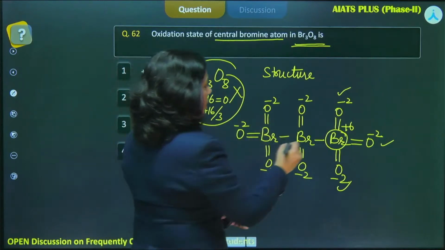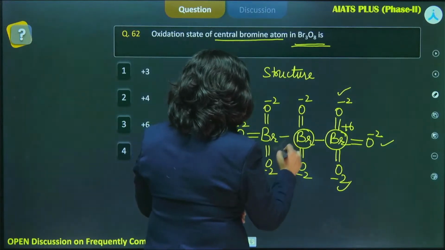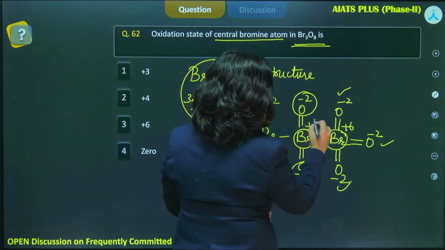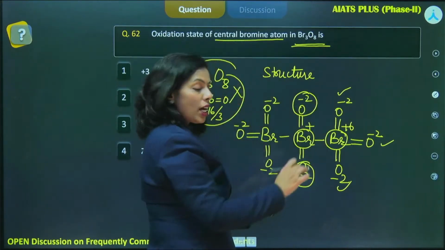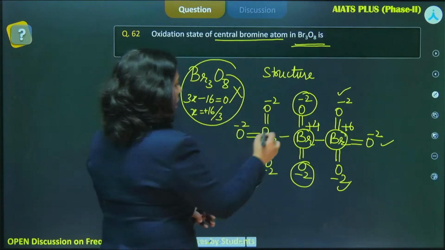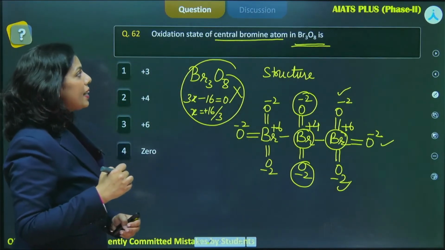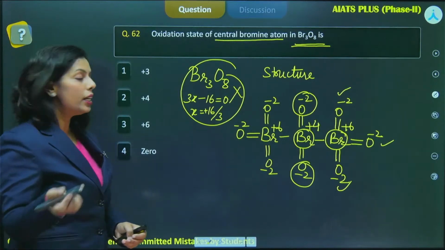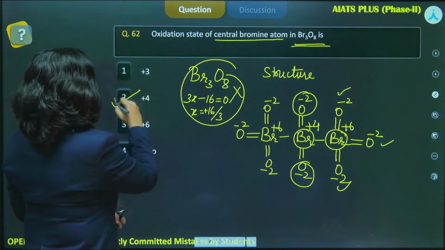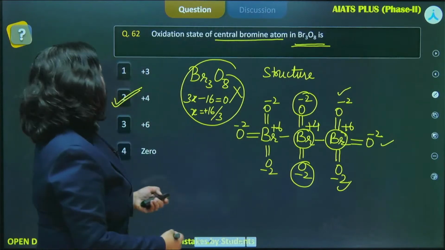Now further, the central bromine atom is bonded with 2 oxygen atoms, so the oxidation state would come -2, -2, -4 is the total negative charge with respect to this bromine, so +4 is the oxidation state for this. In the same way for the third one, again +6. And the question was the oxidation state of the central bromine atom in Br3O8. So what you need to do is just mark the right answer, and the right answer is option 2, the +4. Hope it is clear. Okay, let's move forward.